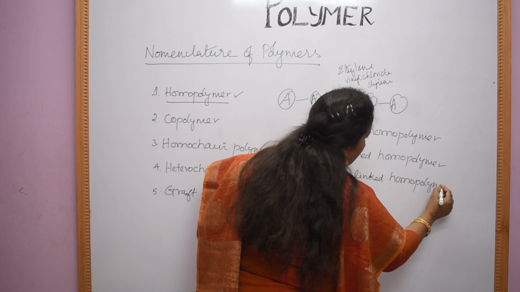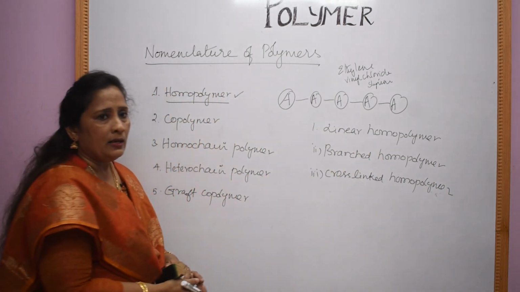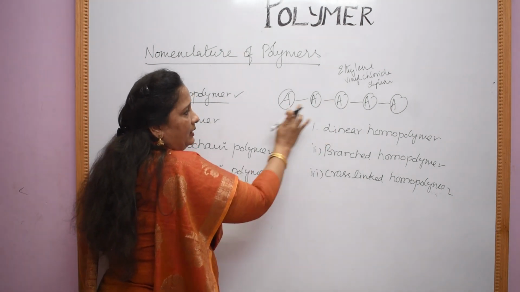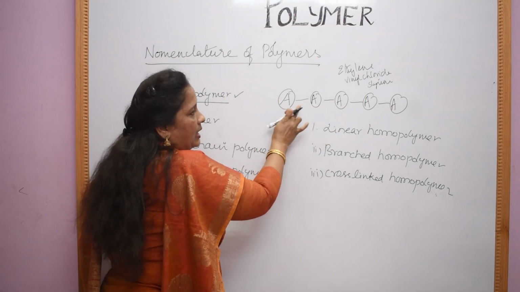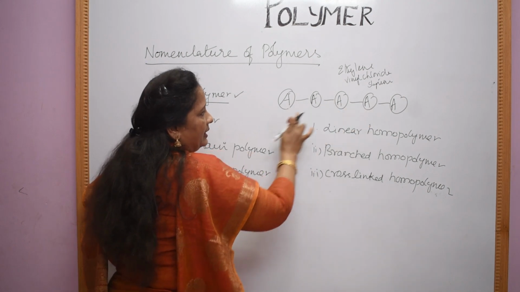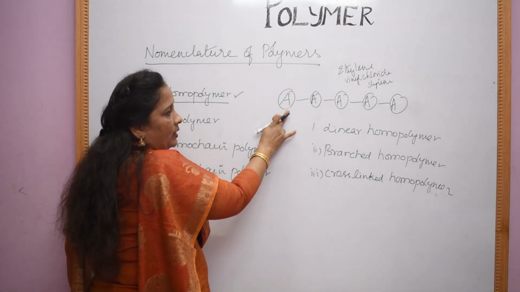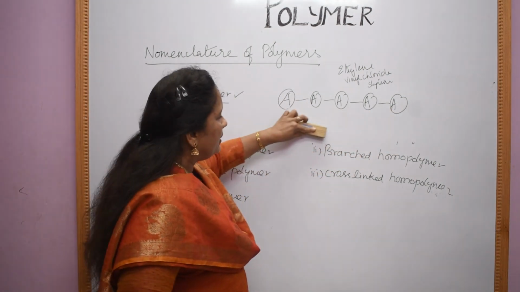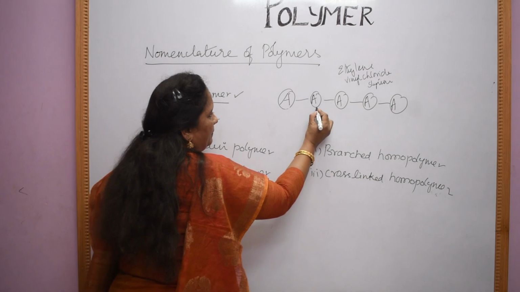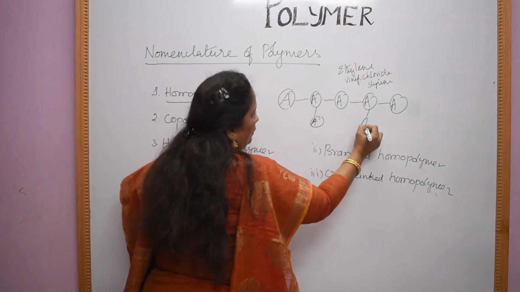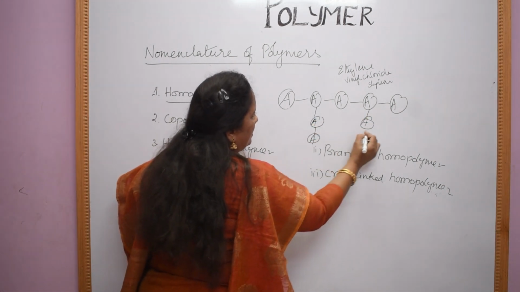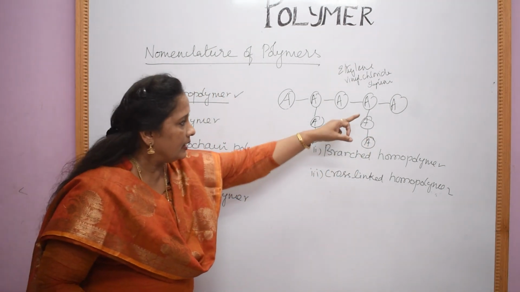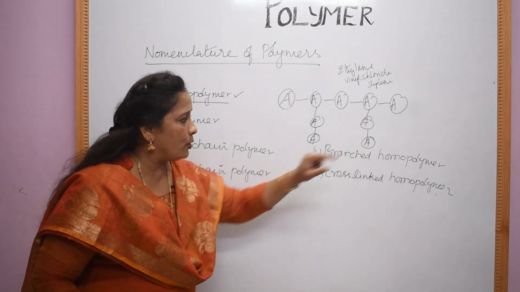So what may be the structure of the linear homopolymer? It is the same as that of this structure, right? So it will be a linear chain and the monomers are combined in a linear fashion, right? So this is the structure of linear homopolymer. So what may be the structure of branched homopolymer? You will be having branches in the polymer, right? So again you will be having branches like this in the polymer. We call it a branched homopolymer. You have branches in the polymer. So this is branched homopolymer.